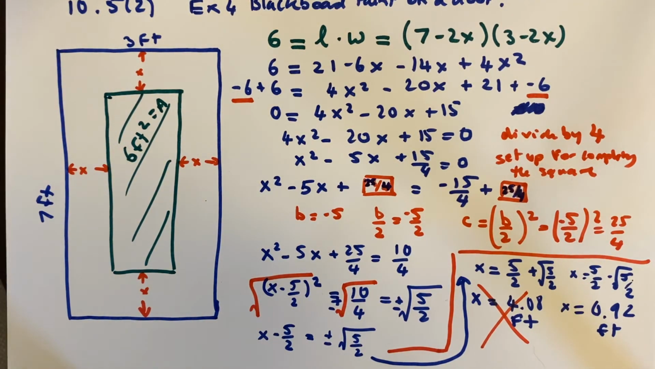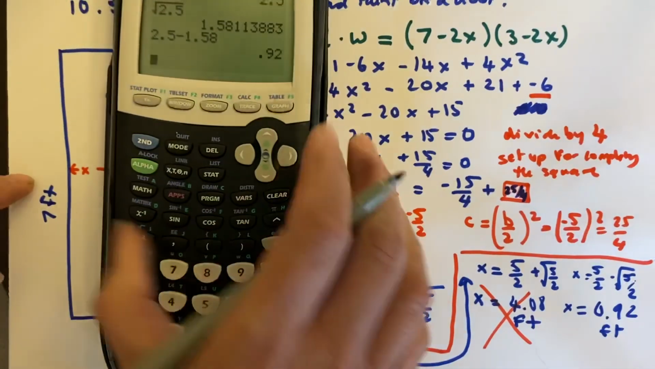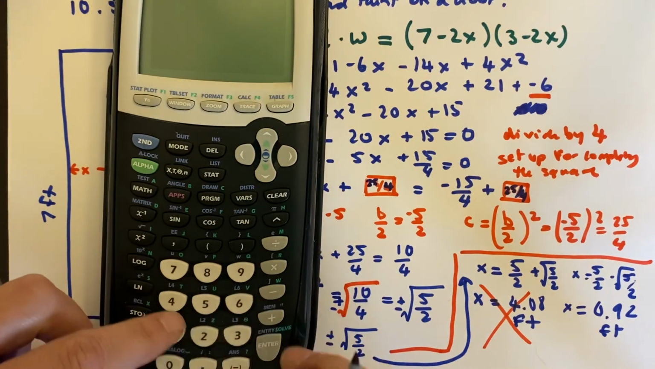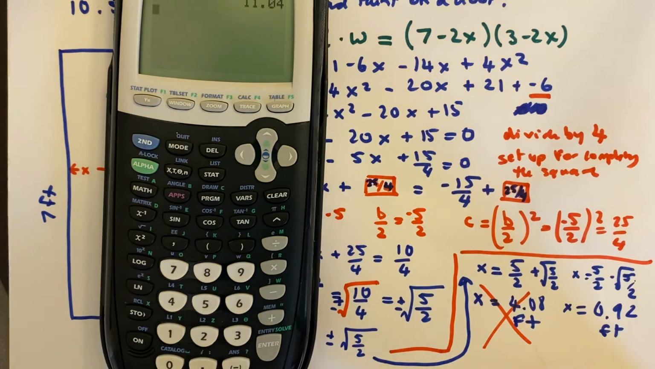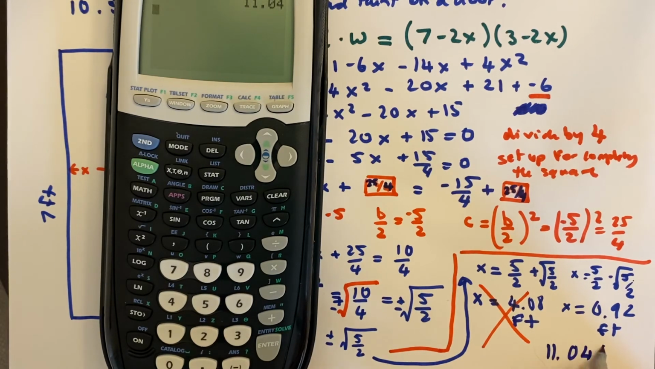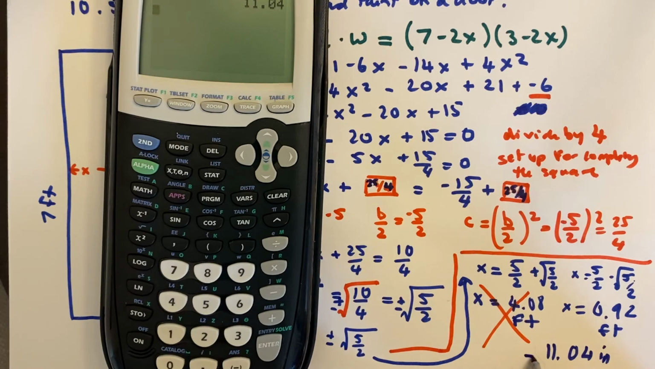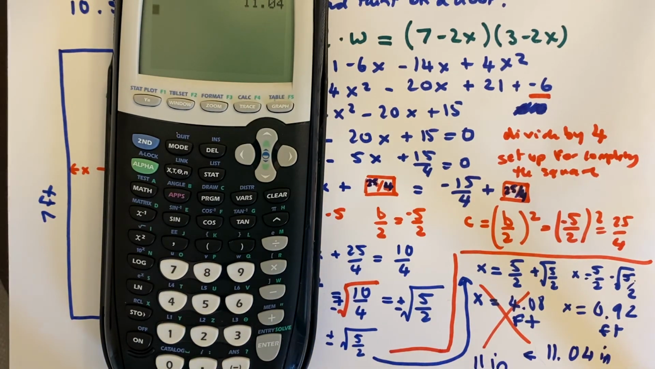So if we convert that into inches, because the question asks to find this to the nearest inch, so 0.92 feet times 12 inches is going to give us 11.04 inches, but it says to the nearest inch, so 11 inches. And that is going to be the answer to this problem.